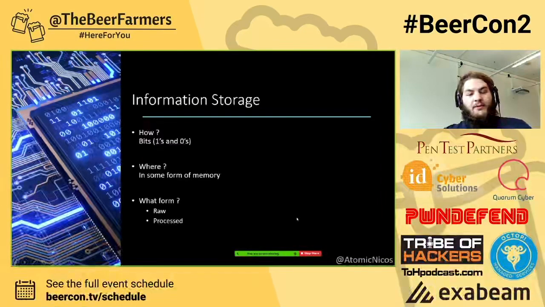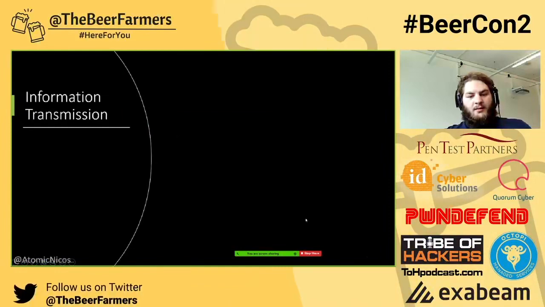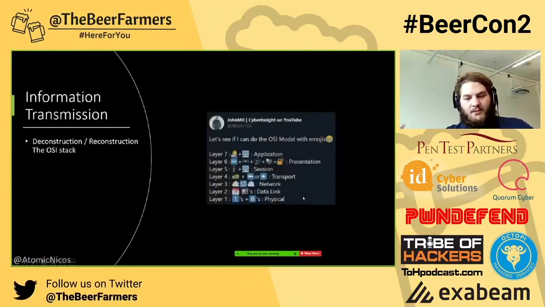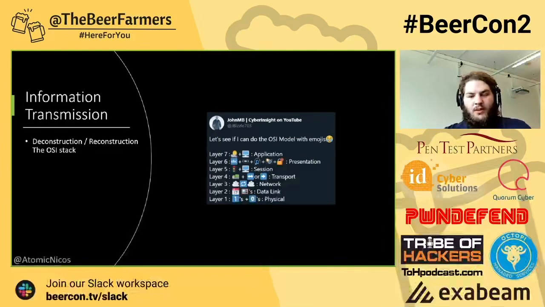And now that we have information, we might want to actually transmit it. So the nice people that defined networking defined the OSI stack, which is a stack of 7 layers going from physical, which is the closest to your physical appliance, to the bare bones network, to the highest layer, which is the closest to the user.